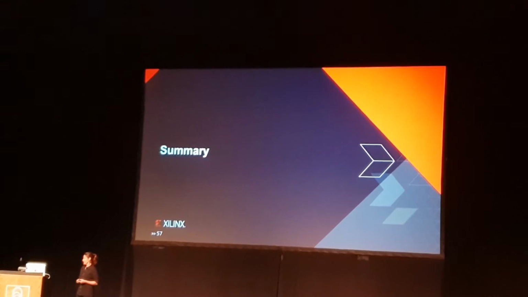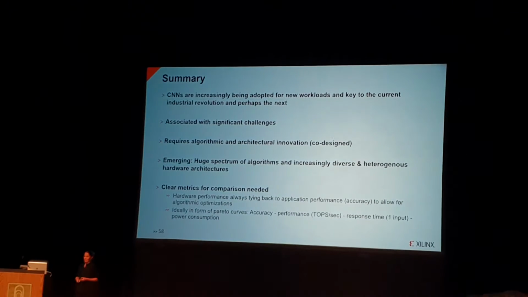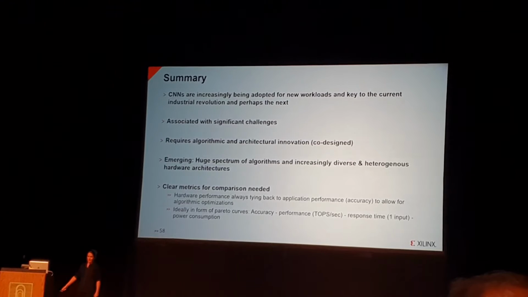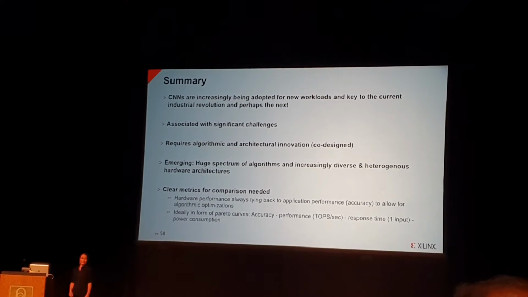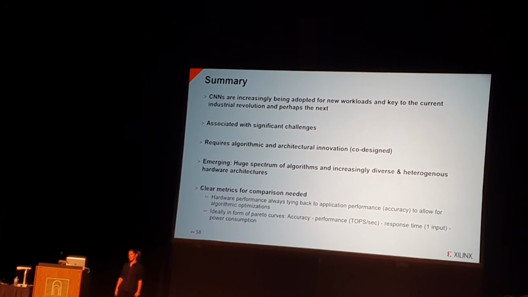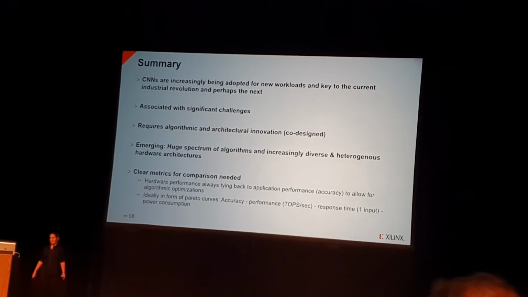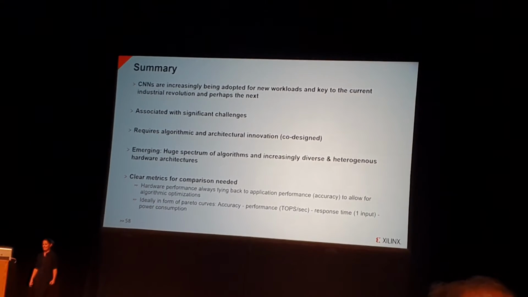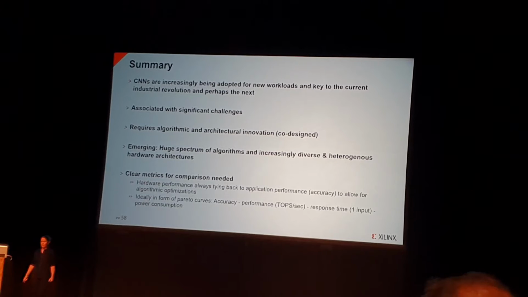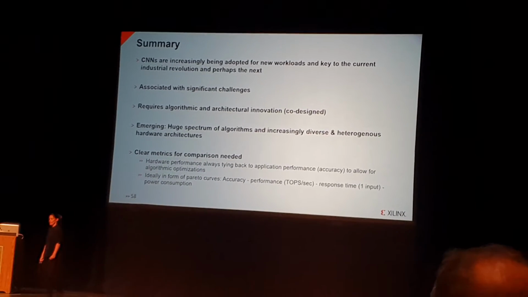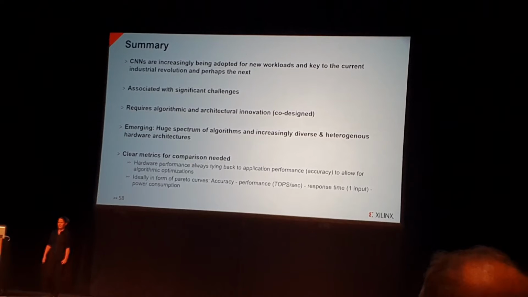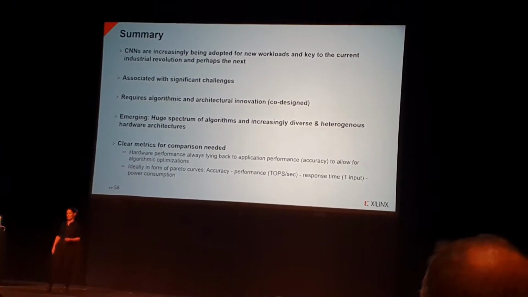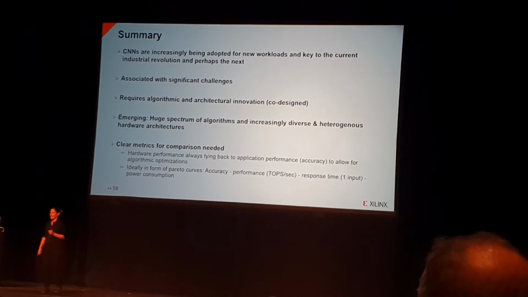So let me sum up before I hand you over to my colleagues. CNNs are increasingly being adopted all across the board on new workloads, and they are key to the industrial revolution right now, and perhaps even the next one. However, they are associated with significant challenges, and I won't iterate them anymore because no doubt it was a long list. It requires creative thinking on all of our behalves, algorithmic and architectural innovation, co-design, and because of this, we're now facing an emerging spectrum of specialized compute architectures and algorithms that try to address this.